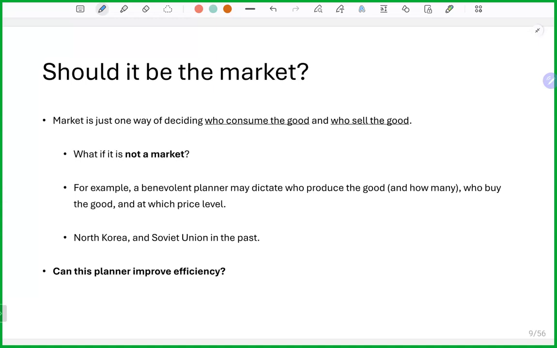Like in North Korea or in the Soviet Union before, where they had a dictator, a planner, who allocated people's choices. The question is, will this person, the North Korean leader, do a better job than what is achieved under the market equilibrium? Can this planner improve efficiency? Let's see.